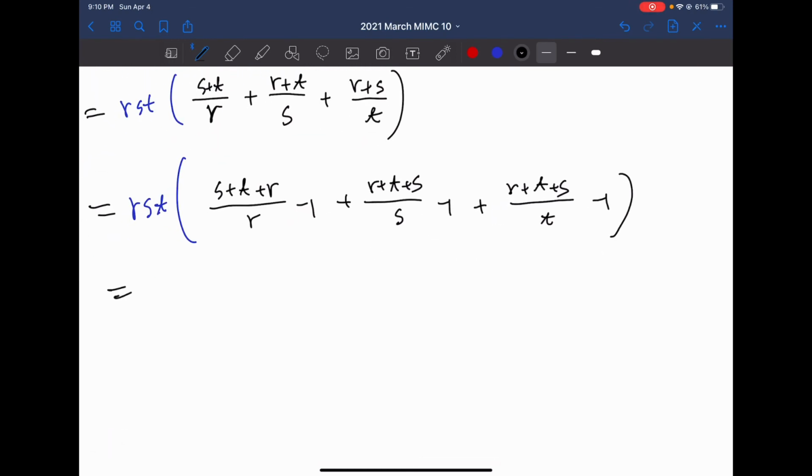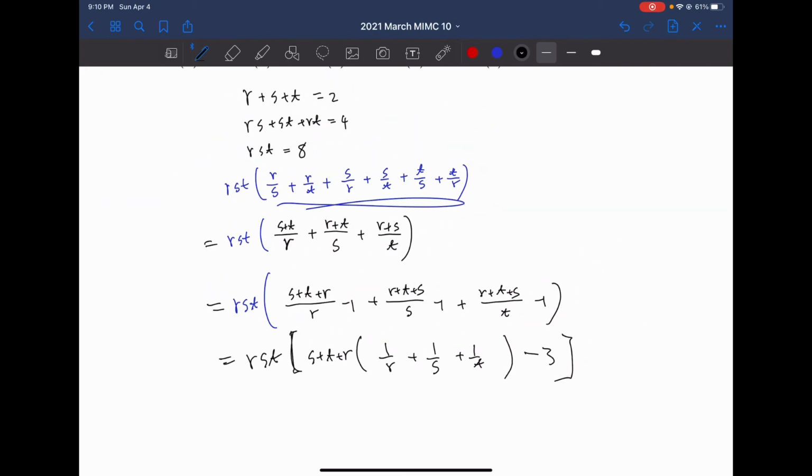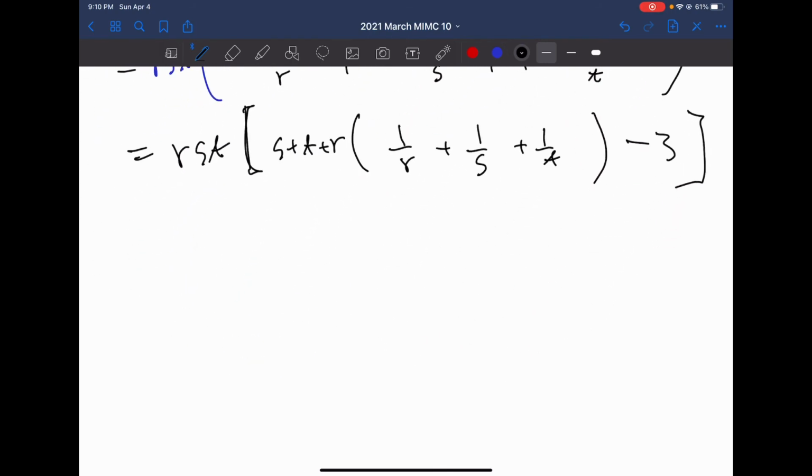And that expression, we don't forget the RST in the front, we can take out this. So that would be (s plus t plus r) times, do not forget the minus 3 at the end, times 1 over r plus 1 over s plus 1 over t. So that is our expression. And how do we calculate that? Vieta's formula comes in handy. And 1 over r plus 1 over s plus 1 over t can actually be simplified further.